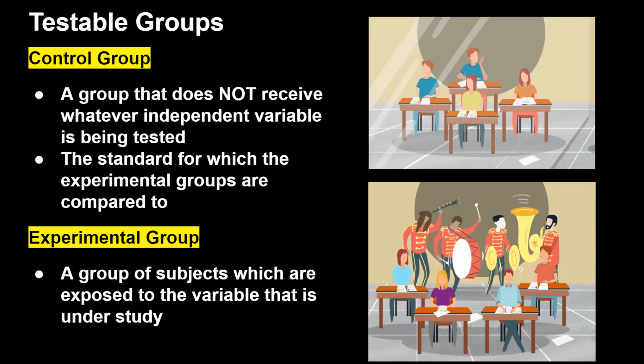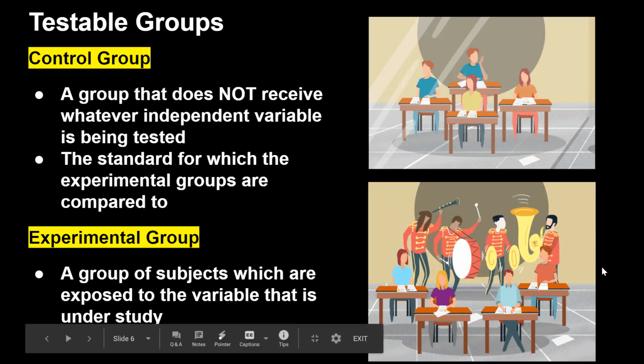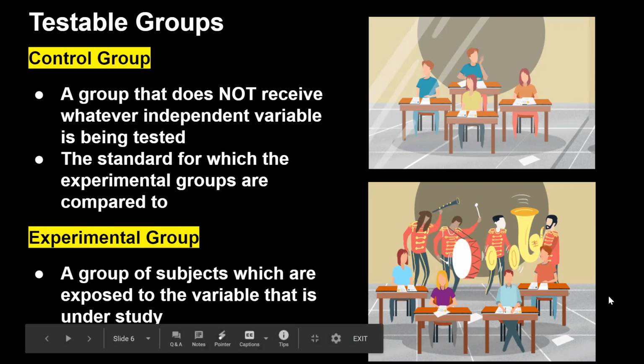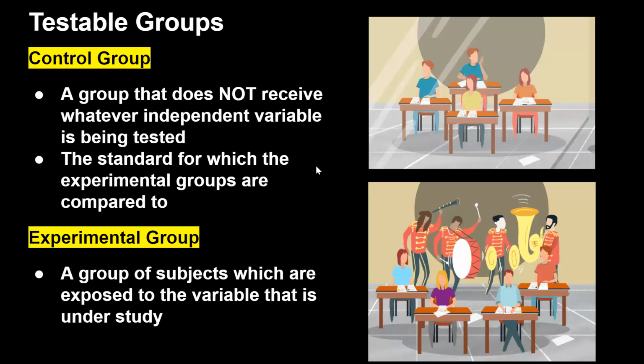But if I just stuck a loud band in front of you and I'd never seen you work before, I would not know what your normal work habits are to compare the new data to. So that's why it's super important that you have a control group, because you need a point of comparison. You need a starting place so that you can measure what changed.